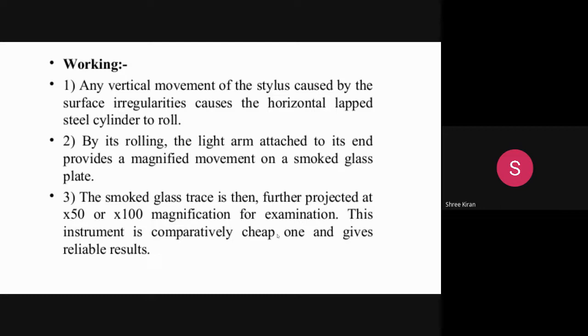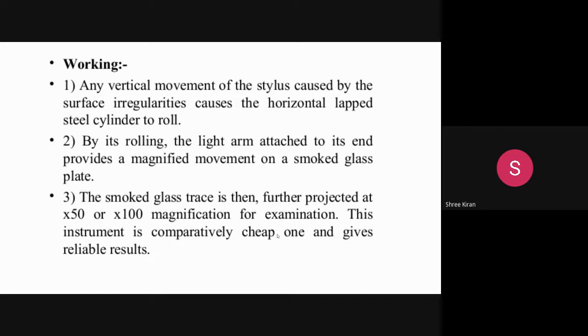Any vertical movement of the stylus, which is always caused by the surface irregularities, causes the horizontal lapped steel cylinder to roll. By its rolling, the light arm attached to its end provides a magnified movement on a smoked glass plate.